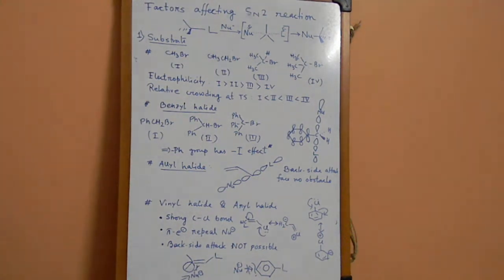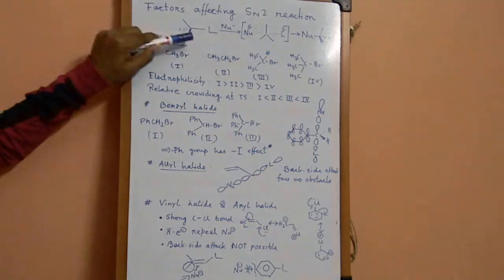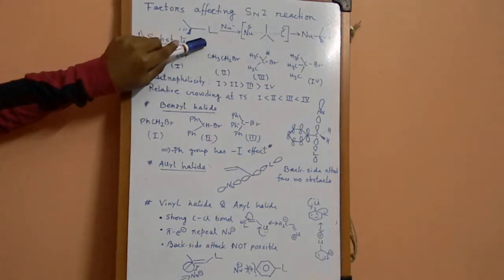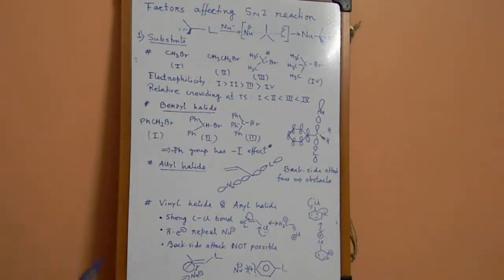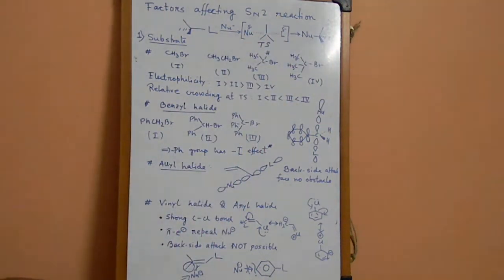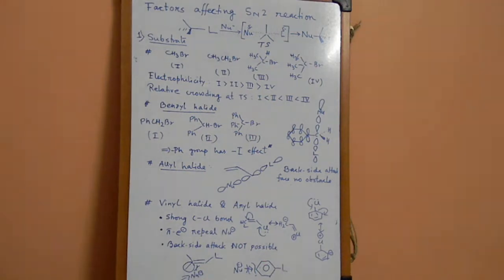So first, you already know that if this is a substrate alkyl halide where L is the leaving group, then with the attack of the nucleophile you have this pentacoordinated transition state which finally leads to a product. We have already discussed several aspects of the transition states and mechanism. So let's see now what are the factors that are going to influence the rate of SN2 reaction and the overall stability of the transition states, etc.